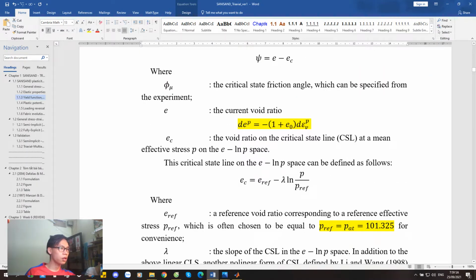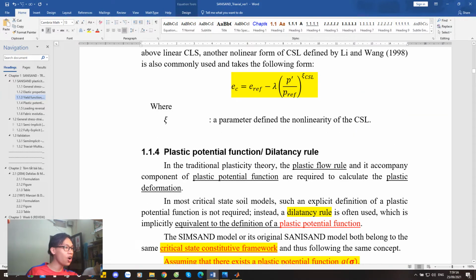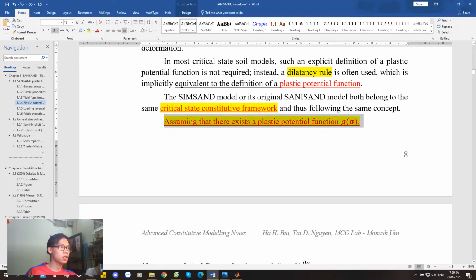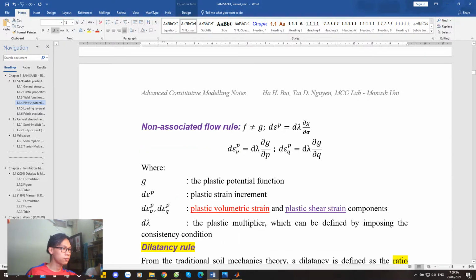It took me 10 days to make the animation of cycling, but I think it's really okay because I understand it all. So next I'll talk with you about the plastic potential function. It's really actually the same as Simpson. It uses the dilatancy rule, and assumes there's a plastic potential function.